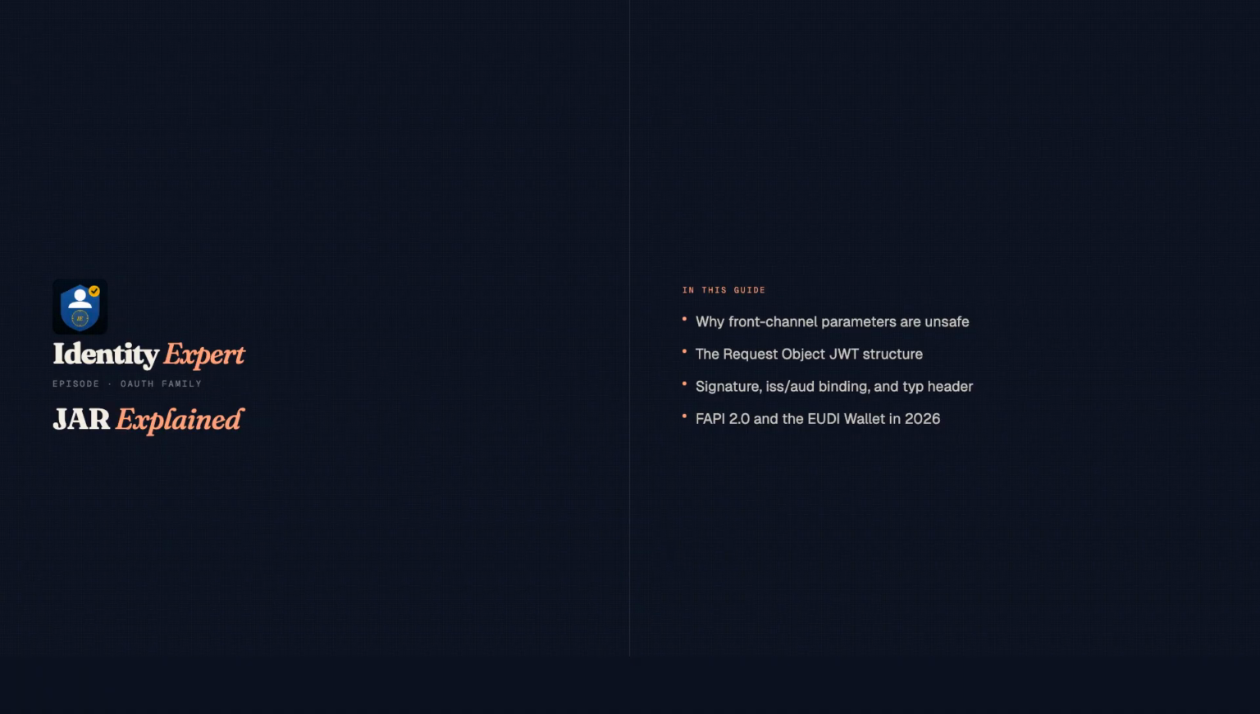In this guide: why every OAuth parameter in the browser is a tamper target, how JAR wraps the authorization request in a signed JWT, which 4 attack classes JAR neutralizes, and where FAPI 2 is taking request signing in 2026.